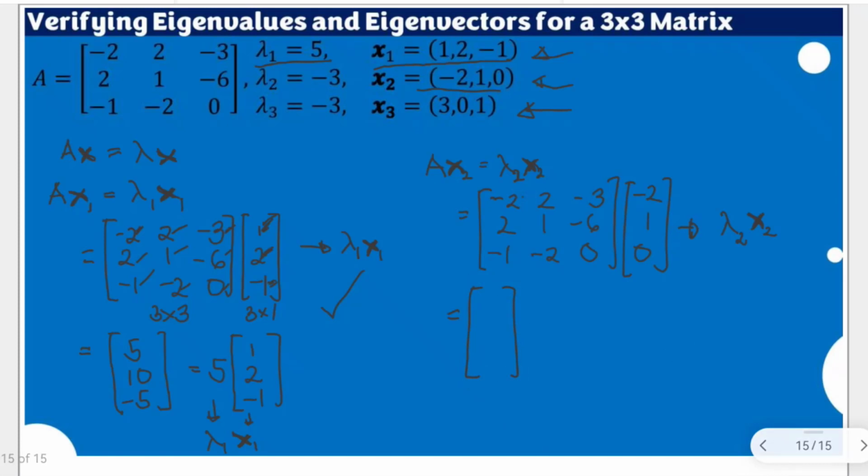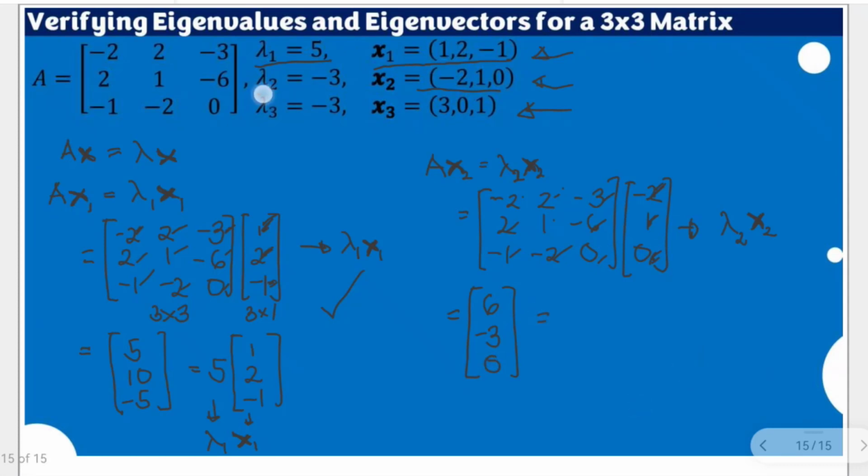So you have negative 2 times negative 2 is positive 4. 2 times 1 is 2. 4 plus 2 is 6. This is 0, so we have here 6. Next, 2 times negative 2 is negative 4. 1 times 1 is positive 1. Negative 4 plus 1 is negative 3. This is 0, so you have here negative 3. Finally, negative 1 times negative 2 is positive 2. Negative 2 times 1 is negative 2. That's 0. Another 0. So 0 here.